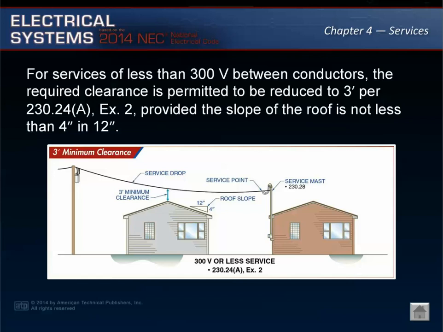If a roof is subject to pedestrian or vehicular traffic, such as in the case of rooftop parking garages, Article 230.24(A) Exception 1 requires that the minimum clearance from the roof surface conform to the requirements of Article 230.24(B)(4). Therefore, in this installation, the minimum clearance above the rooftop is 18 feet. For services of less than 300 volts between conductors, the required clearance is permitted to be reduced to 3 feet, per Article 230.24(A) Exception 2, provided the slope of the roof is not less than 4 in 12.